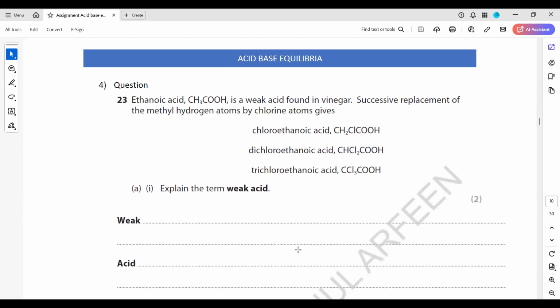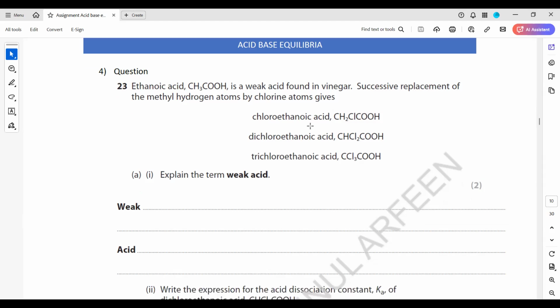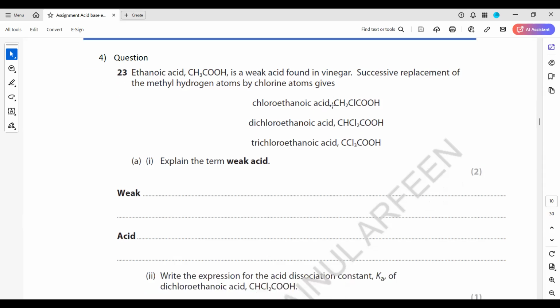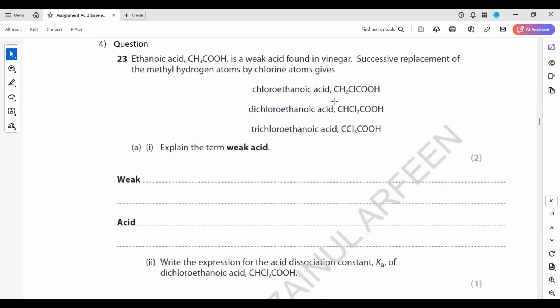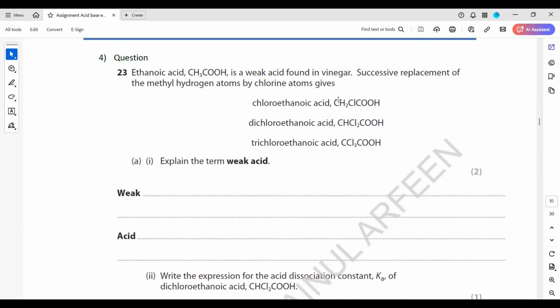Another question related to acid-base equilibria, question 4. Ethanoic acid is a weak acid and it is found in vinegar. Successive replacement of methyl hydrogen atom by chlorine atom gives chloroethanoic acid, dichloro, trichloro. Explain the term weak and the term acid.